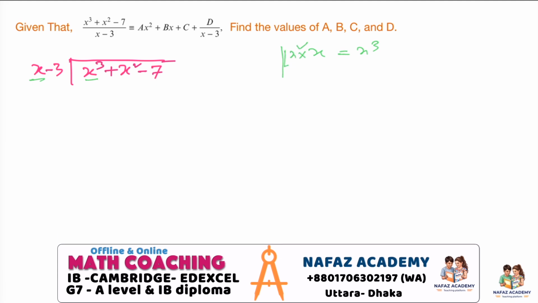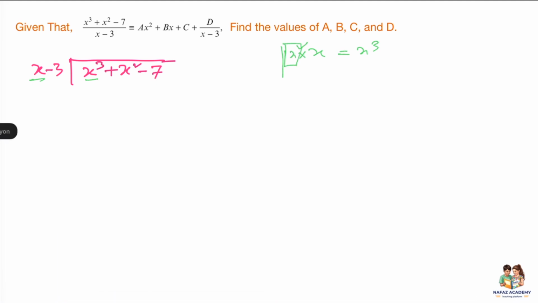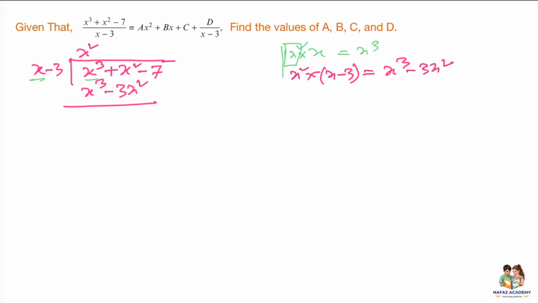X is the first term of the divisor and x cube is the first term of the dividend. So to make them equal, we have to multiply x by x square, right? So x square is now the quotient. Write it here. So we have to multiply x square by the whole divisor. Write it over here.